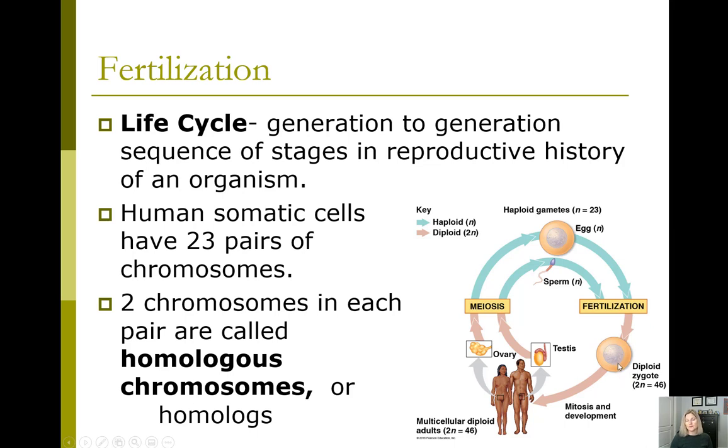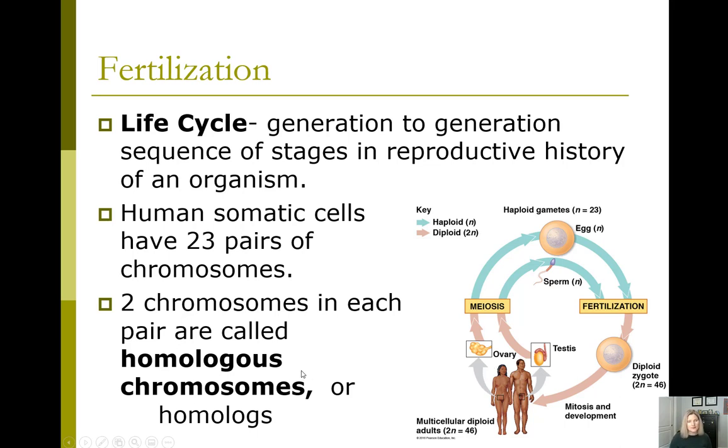And then that zygote, since it's one single cell, doesn't really make much of a human being, right? We got trillions of cells. It needs to undergo mitosis. So during cell division through mitosis, it's going to get bigger and bigger and bigger and become what we recognize as a human being. Okay, so that's our life cycle.